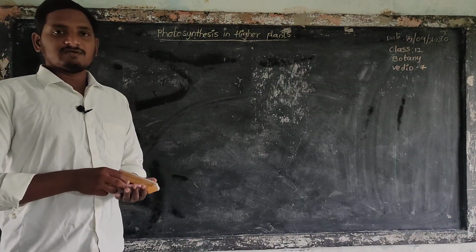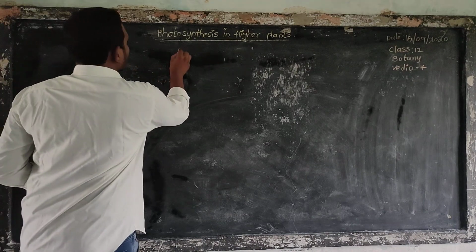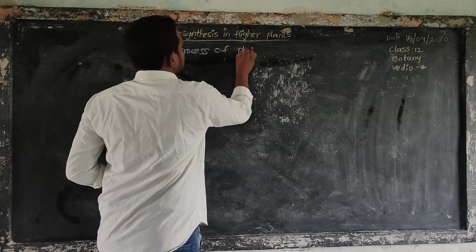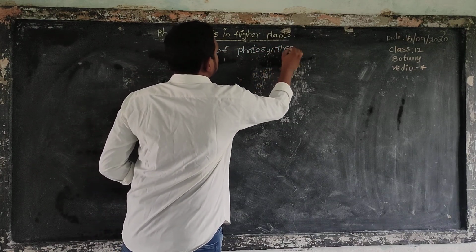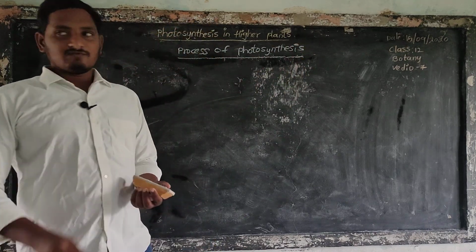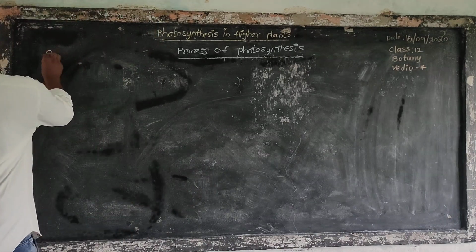In this session, we are talking of the actual process of photosynthesis. Generally, photosynthesis is followed by two steps.